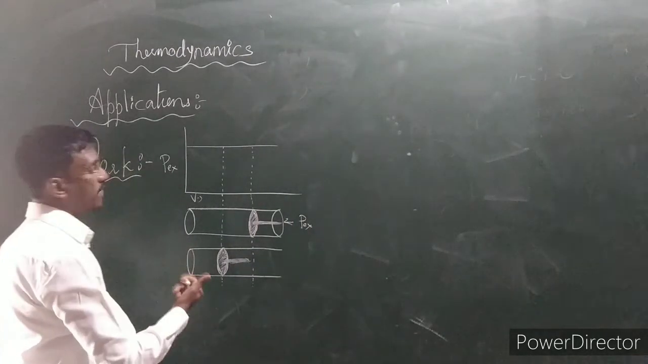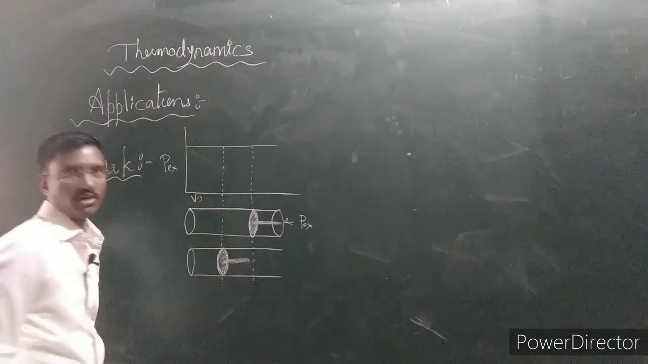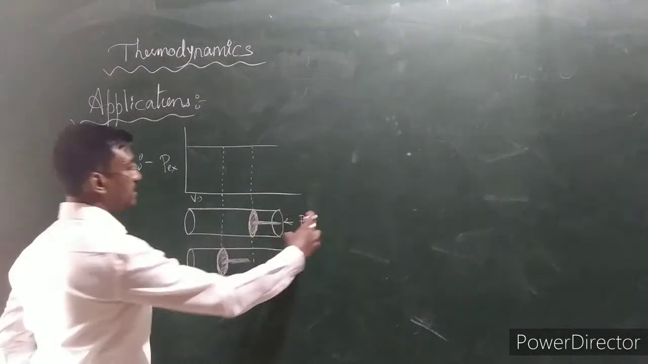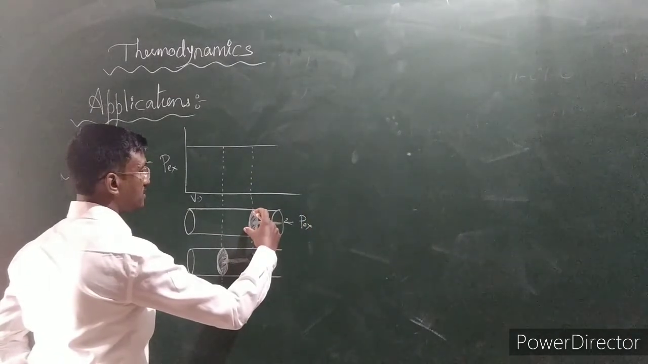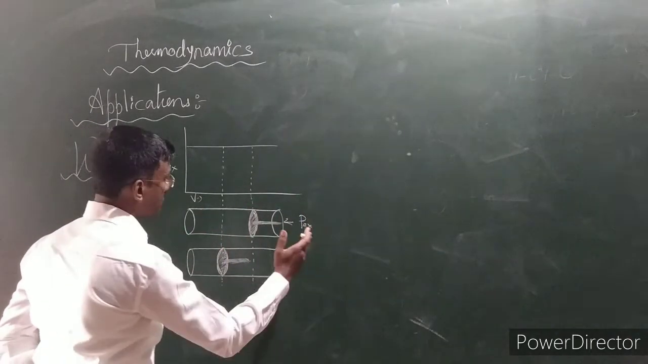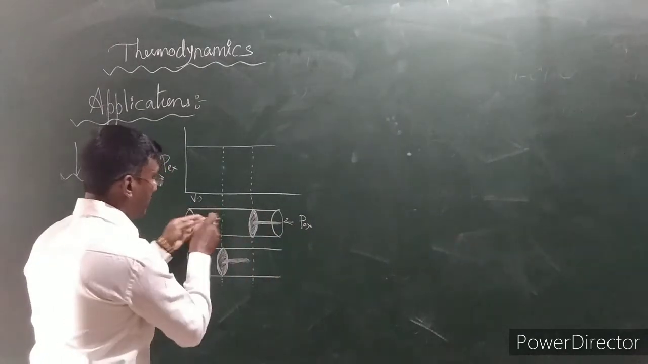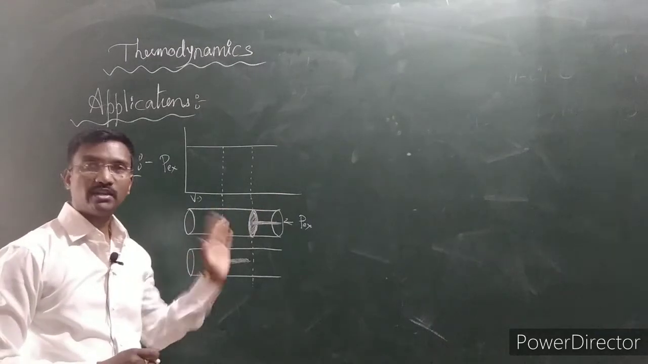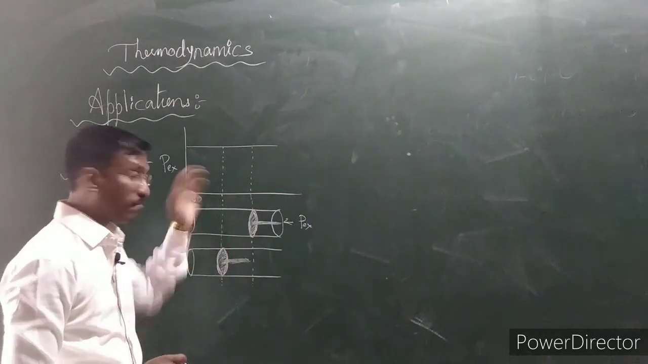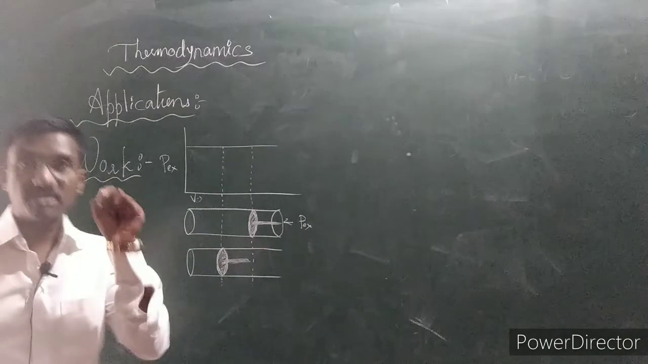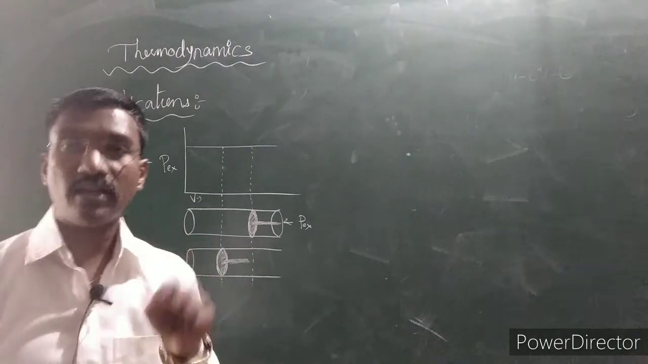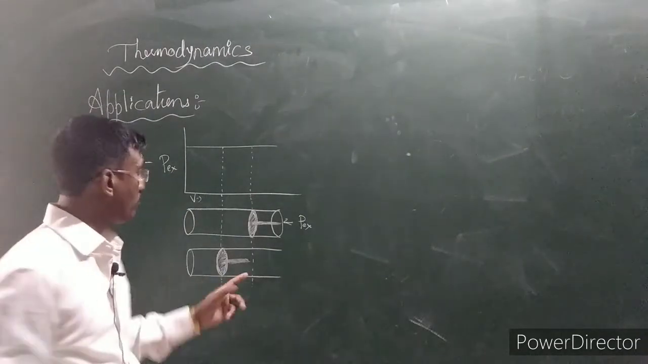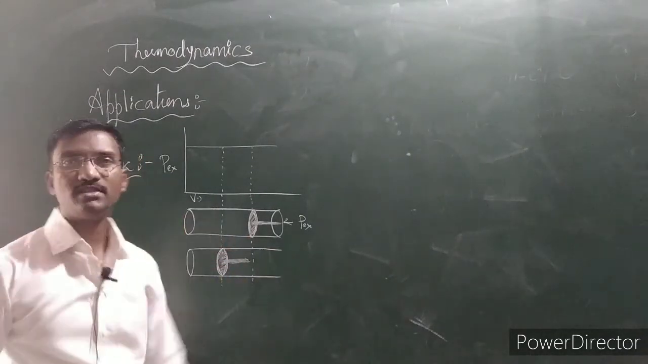It means that I am doing work on the system. If I am applying the pressure from outside, then I am working on the system. If the piston moves outside, pushed by the gaseous molecules present in the piston, that is called work done by the system. Why am I stressing this? If work is done on the system, the work done is positive. If work is done by the system, the work done is negative.